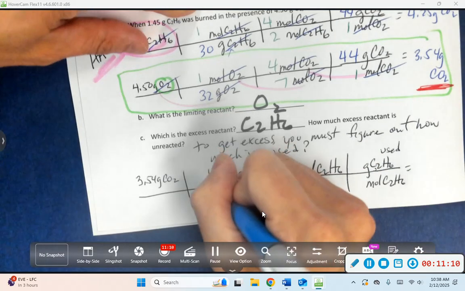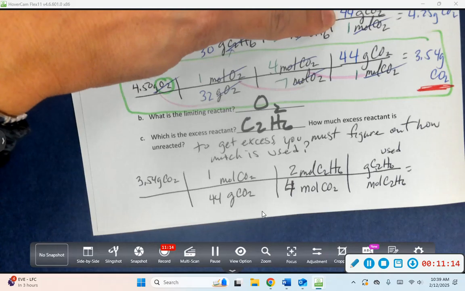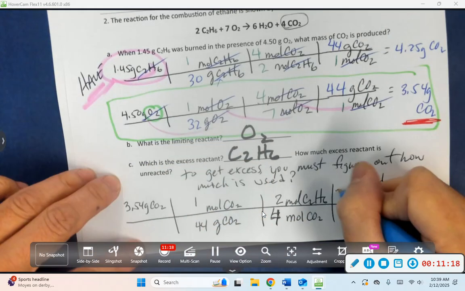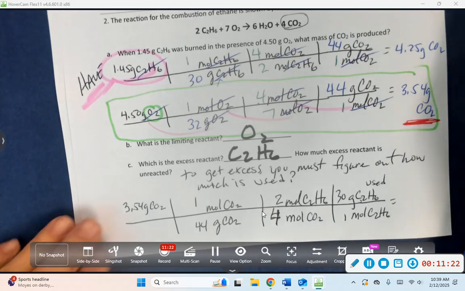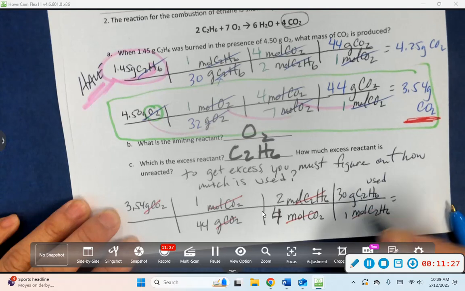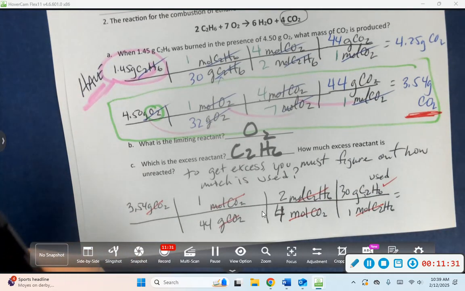Mole of CO2 is 1, and we already figured out CO2 is 44 grams from up here. And then mole of C2H6 is 30 grams right there. See? So we have all our numbers. It's pretty nice and sweet. Remember, units cancel out, grams cancel out, mole cancel out, and we're left with grams of C2H6. Then we type that into a calculator.